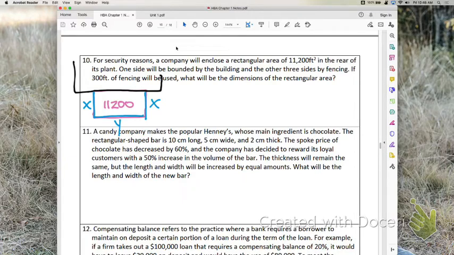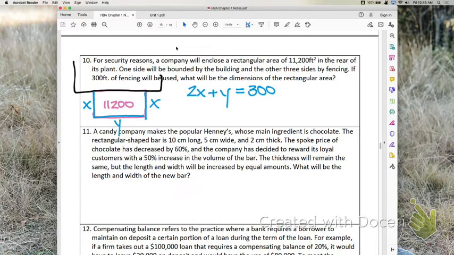Okay, so what does perimeter mean we usually have to do? Add them up, right? There's like a 2L plus 2W formula, but am I really doing all 4 sides? No, I only care about 3. So I know that 2 sides of X plus 1 side of Y is going to add up to, what's the total fencing? 300. That's my perimeter formula. We good with that one?